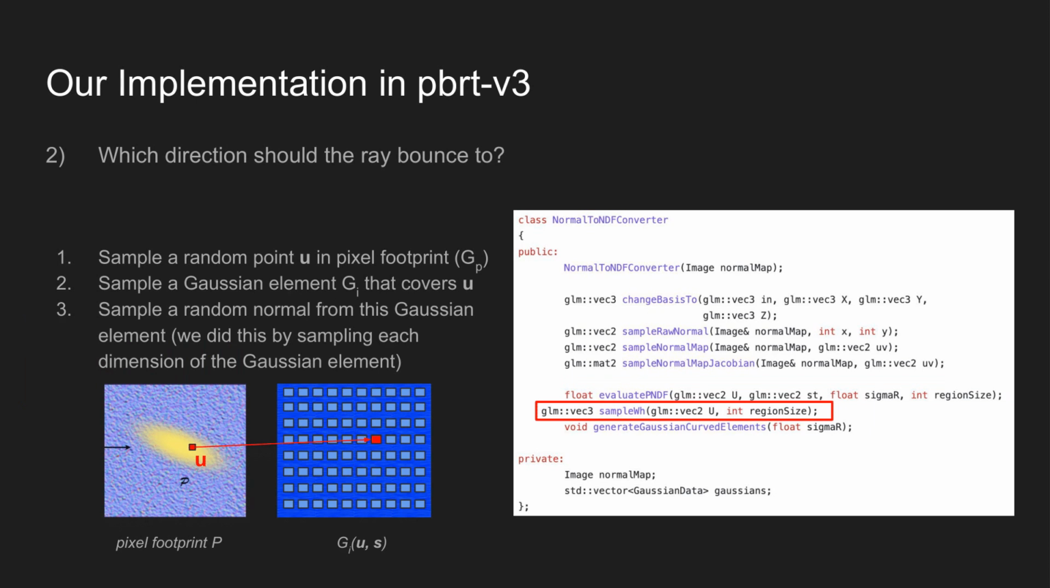In the second phase, we sample a direction that the ray will bounce to. This is done in 3 steps. We first select a random point U in the pixel footprint GP. Then we sample a Gaussian element GI that covers the point U. And finally, we sample a random normal from this Gaussian element. Since PBRT expects normals as 3D vectors, we first transformed the Gaussian element's 2D mean normal back to 3D, and then sampled each dimension according to the standard deviation. This is done in the method called sampleWh, part of our normal to NDF converter class.